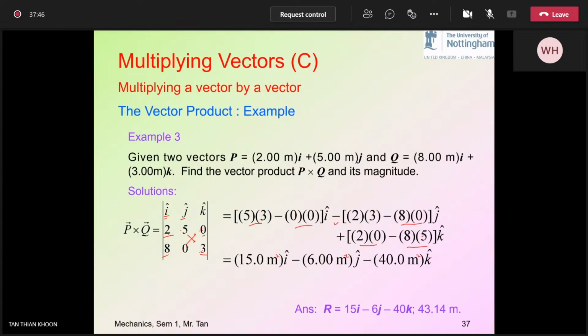Now they want us to find the magnitude. So the only way for us to find the magnitude is using what? Pythagoras. Yes, that is the only way. Of course, we cannot use the modulus of one magnitude only, because here they have 3 components, not only 1 component. So we need to use Pythagoras. We find all these components, square and sum up, then we get 43.14.